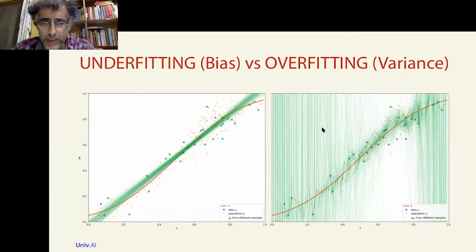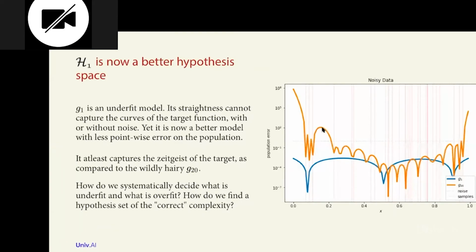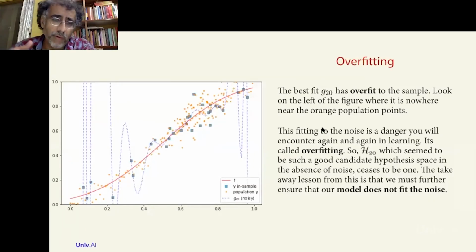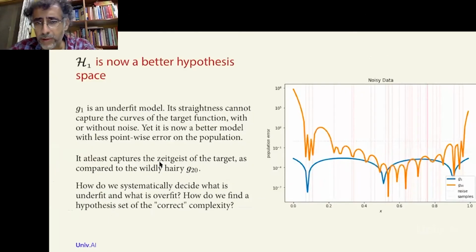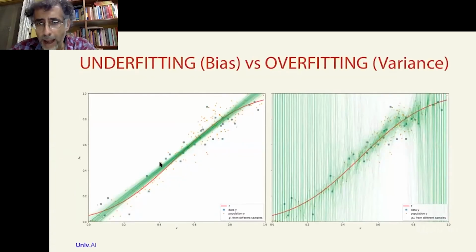So in other words, I'm taking this and repeating it again and again with different randomly chosen samples, and getting different curves over here. So this sort of illustrates to you how bad this 20th order polynomial is. Yeah? Yeah, there was a question. Go ahead.